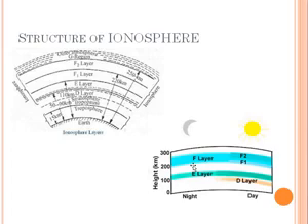In sky wave propagation, the radio wave incident on the ionosphere will get reflected back to the Earth's surface, thereby increasing the range.